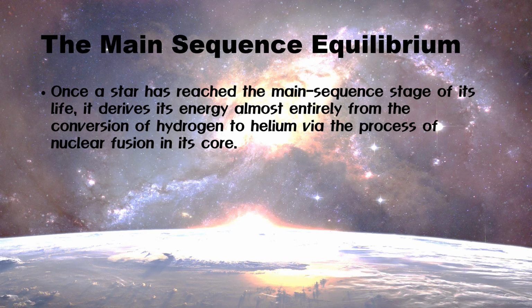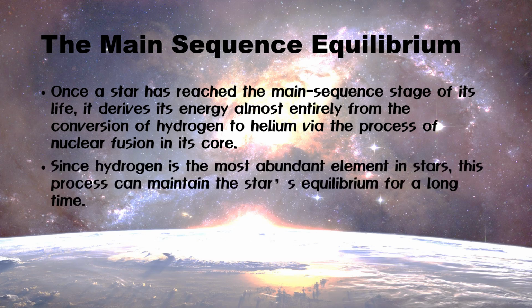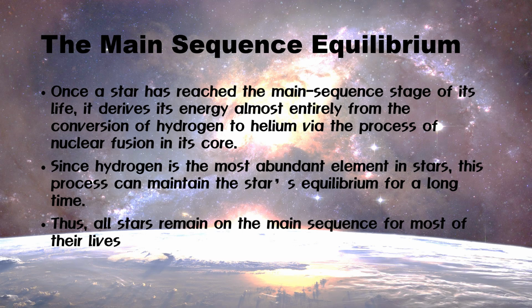If you recall, once a star has reached the main sequence stage of its life, it derives its energy almost entirely from the conversion of hydrogen to helium via the process of nuclear fusion deep within its core. Since hydrogen is the most abundant element in stars, this process can maintain the star's equilibrium for quite a long time. Thus, all the stars remain on the main sequence for most of their lives.